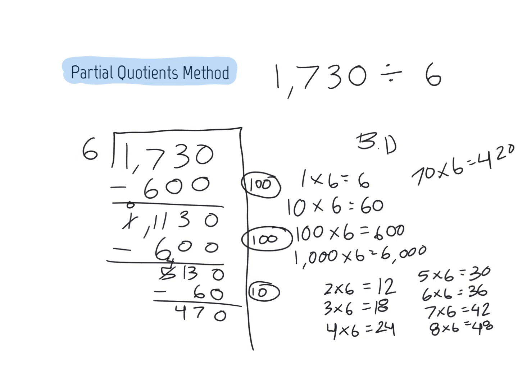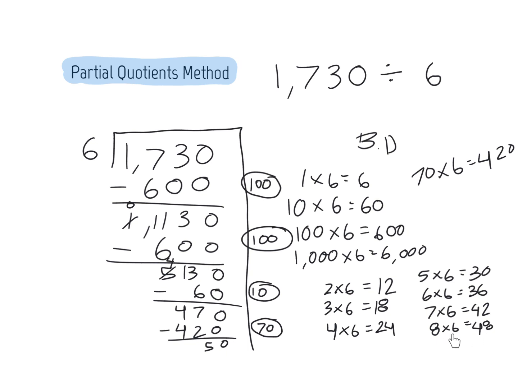I can use that amount. So let's take out 70 groups of 6 and subtract 420. That's going to give me 50 left over. All right, we're getting close. We have 50. We want to know how many groups of 6 we can make in 50.